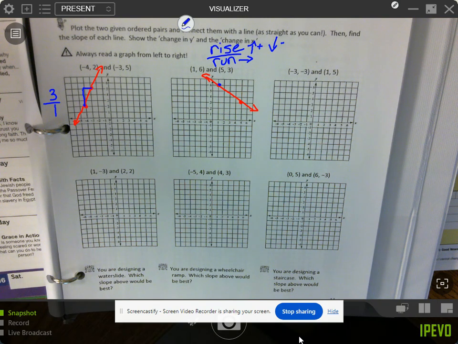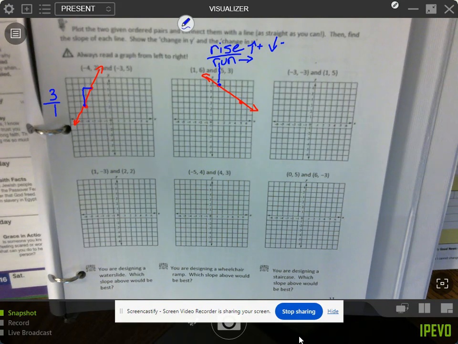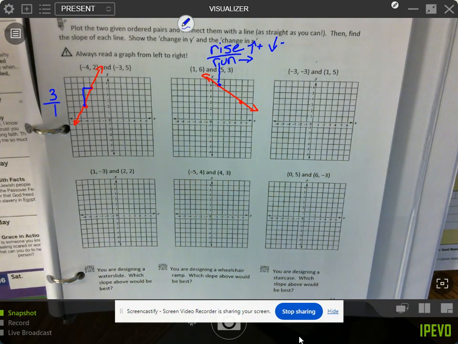Dominic, for number 2, what would it be? 4 over 3. So my rise is not a 4. If I go up 1, 2, 3, 4, I'm going to be way up there. What is my rise going to be? Negative, because I have to go down. 1, 2, 3. I'm going down, so it's a negative. And I went down 3.